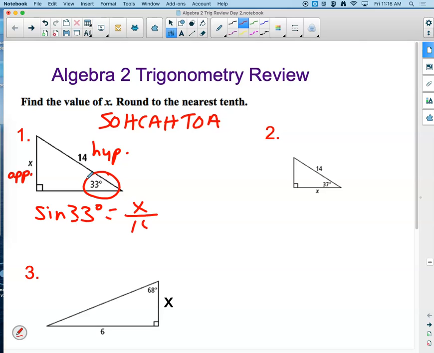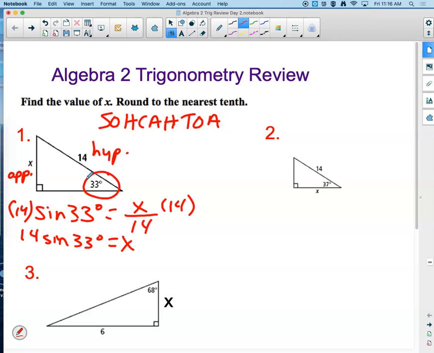equals x over 14. So to solve this, I have to get x by itself, which means I'm going to multiply both sides by 14. Because remember, the sine of 33 degrees, that's in my calculator. It's a number, it's stored in there. So if I punch in 14 sine 33 degrees, I'm going to get x.